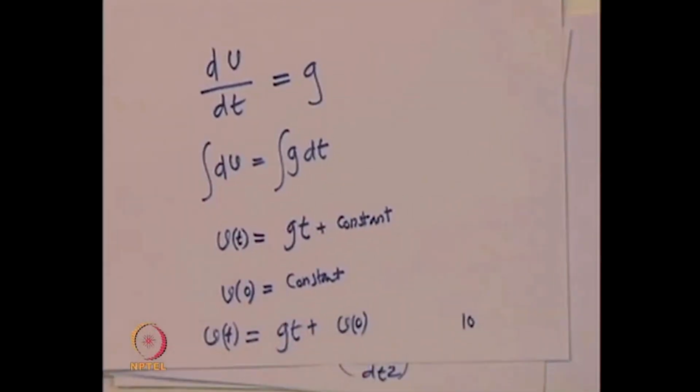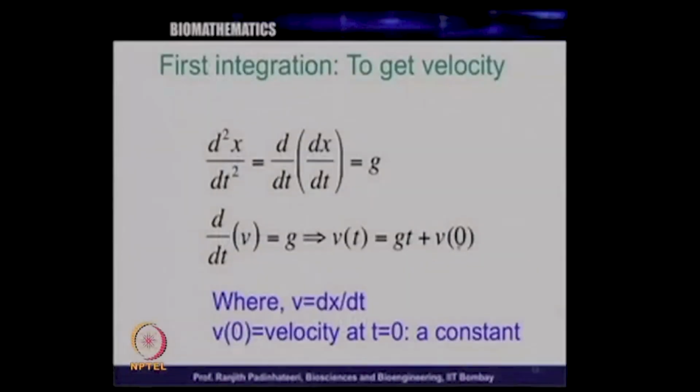This is exactly what I have written here: V of t is g t plus V of 0. As the object is falling, the velocity seems to be increasing. If you plot this, g is a constant, so this is like y is equal to mx plus c. This is a straight line. That means as an object is falling, its speed is increasing, its velocity is increasing.